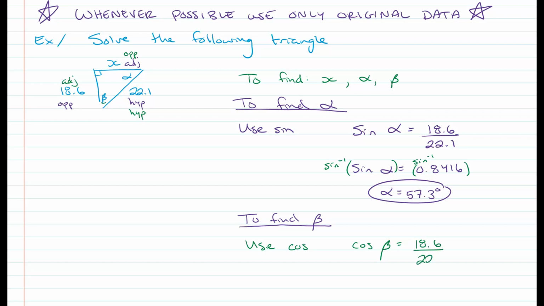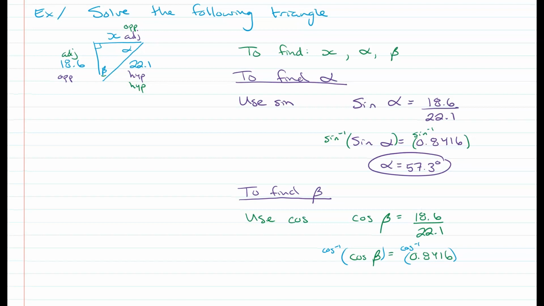Cos beta is 18.6 over 22.1, and that should look like a familiar setup, except this time it's a cosine instead of a sine. Use the inverse to find this angle. And beta equals 32.7 degrees. Now, one of the ways that I can check myself is I can make sure now that alpha plus beta plus 90 makes 180. That's a check for myself.